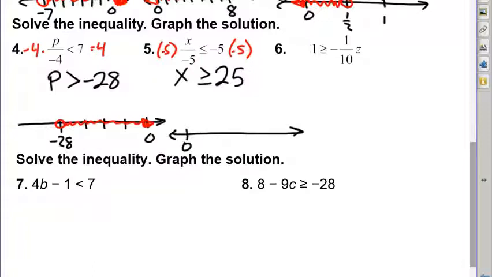Make my interval go by 5s. Solid dot because it can equal 25, and shade to the right because we're looking at numbers greater than 25, like 26, 27, and 28.